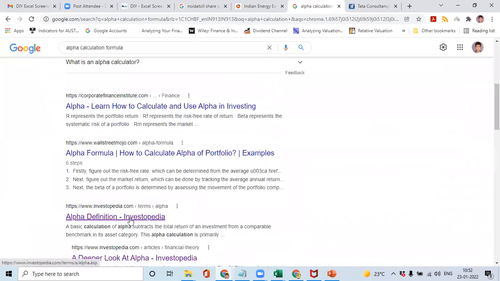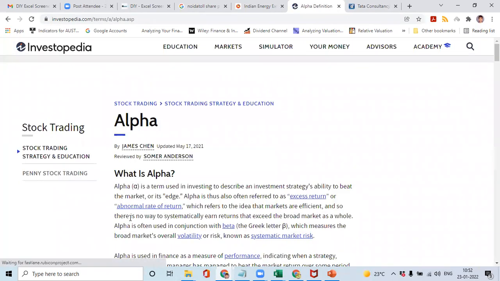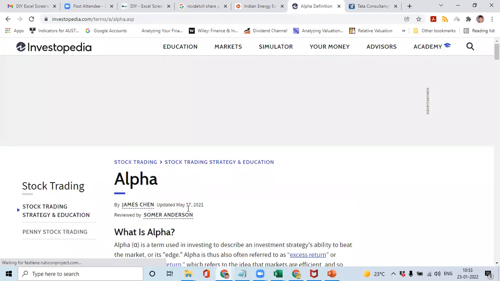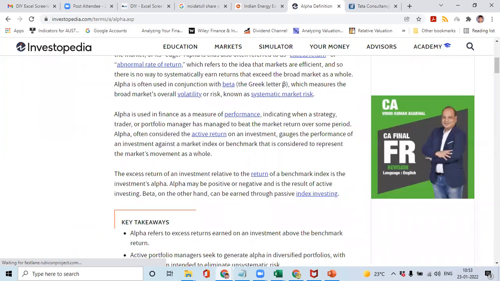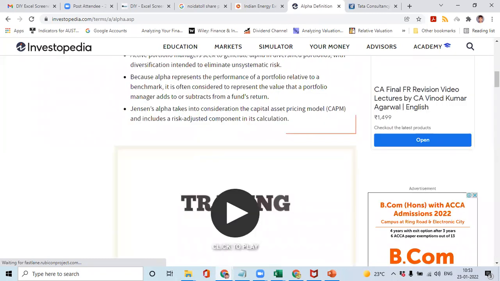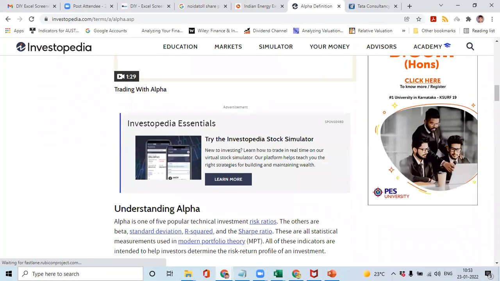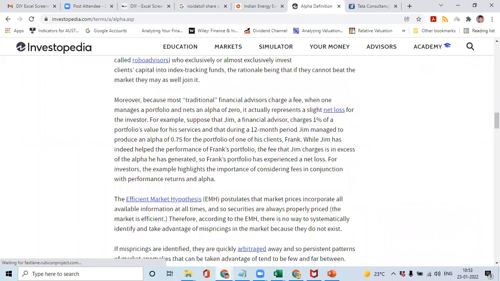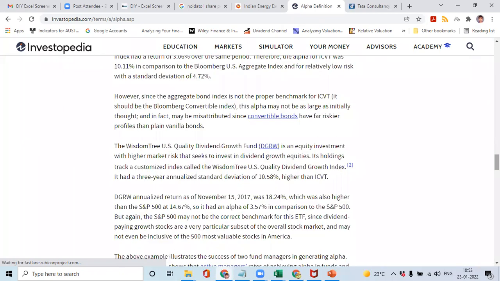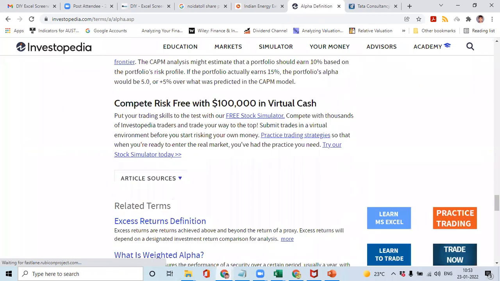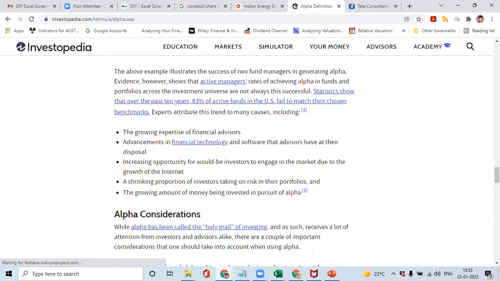Investopedia. You can go here because they fairly invest in good writers. So the guy at least knows the actual formula. He's not copying it from his books or whatever. Where is the formula?